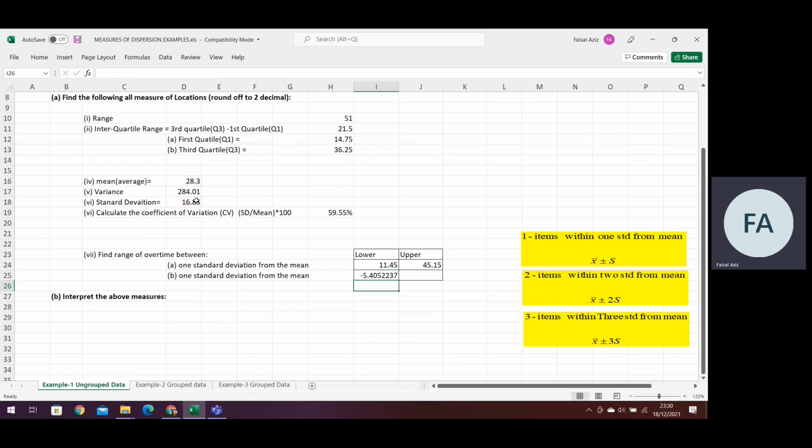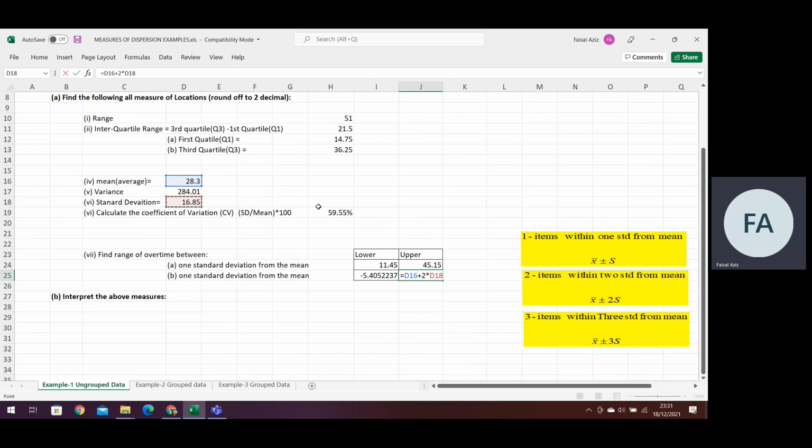So here it comes minus 5.40, and then equal mean plus 2 standard deviations. So we can select this mean and then plus 2 and then multiply by the standard deviation, which is 16.85.